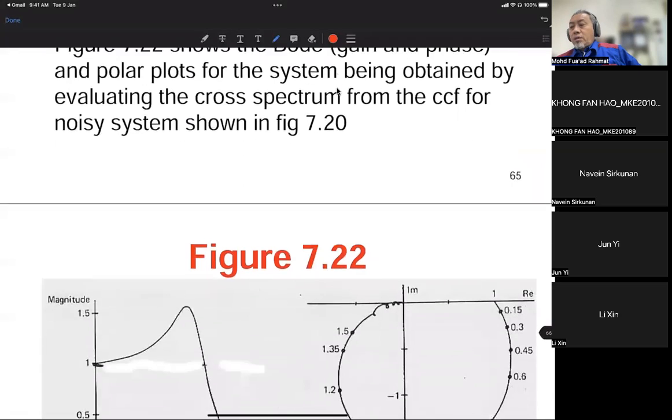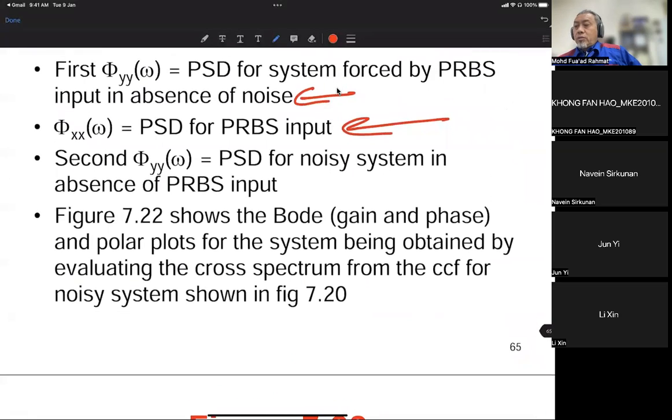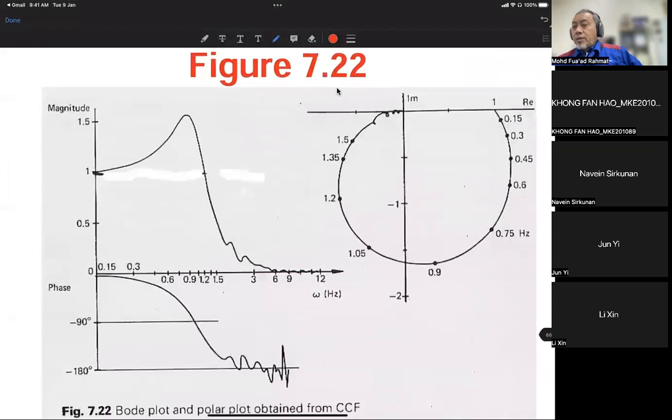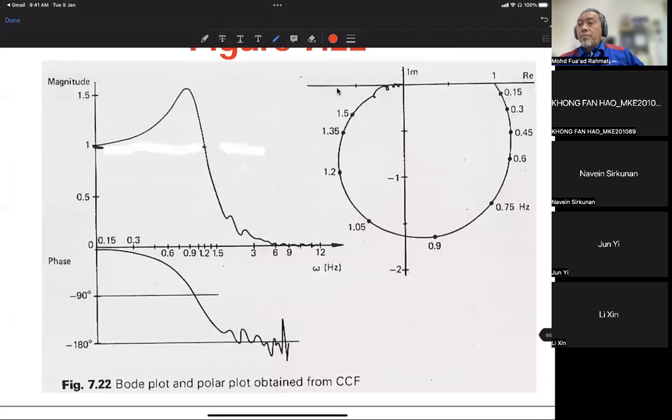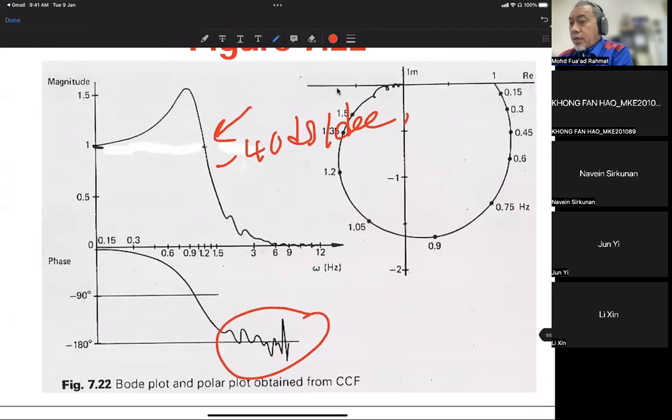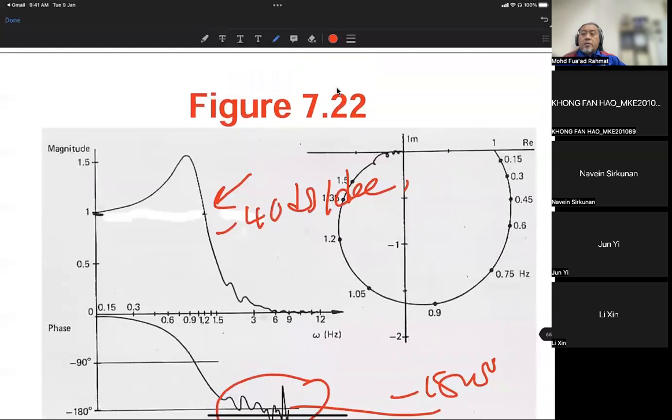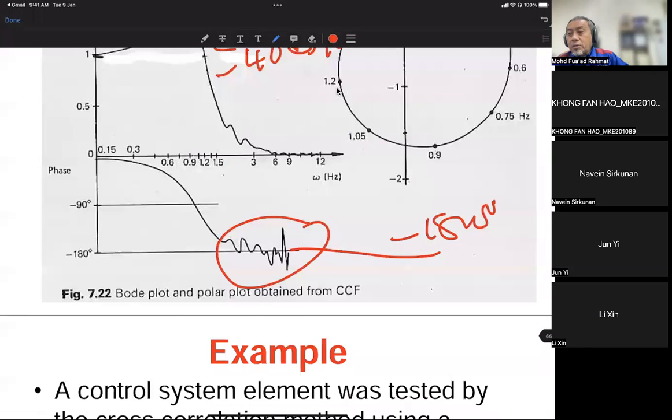And again, we plot this as a Bode plot, using gain and phase. You can see that the system goes up and then goes down with a slope of minus 40 dB per decade, meaning that it confirms it is a second order system. The phase goes down and settles at minus 180 degrees. So this confirms that the data given is a second order system.